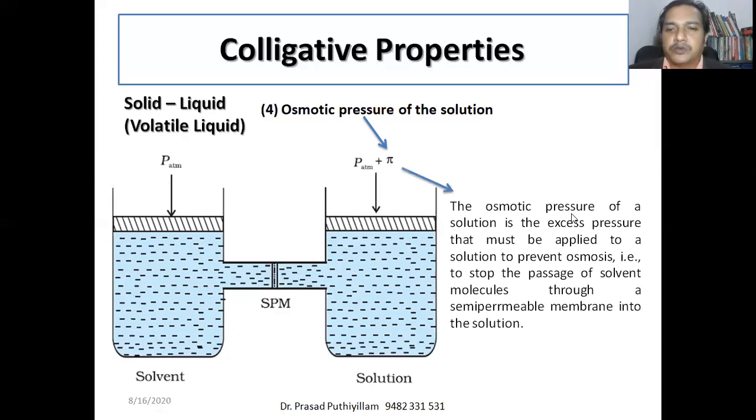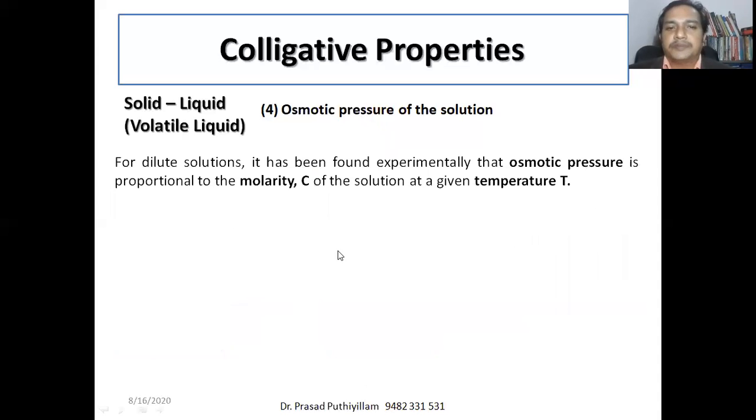Osmotic pressure of a solution is the excess pressure that must be applied to a solution to prevent osmosis, that is, to stop the passage of solvent molecules through a semi-permeable membrane into the solution. For dilute solutions, it is found experimentally that the osmotic pressure pi is directly proportional to molarity as well as temperature. Here molarity value C is considered; usually we consider capital letter M. Therefore we can say pi is equal to CRT, or pi is proportional to C and T, which is made into an equality by multiplying with a constant R.